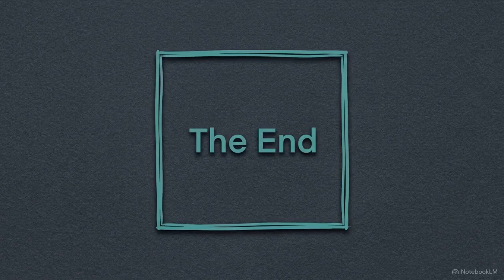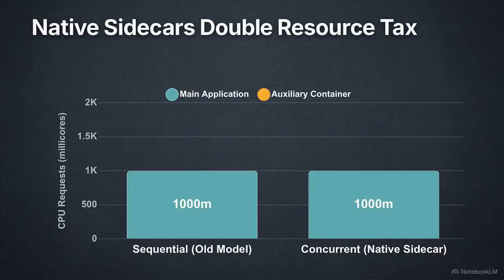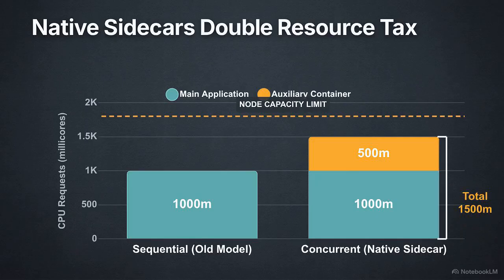These new rules solve the lifecycle dilemma, but deploying native sidecars in production introduces one critical operational detail. Look at how resources are calculated now. Standard init containers run sequentially, so the scheduler only accounts for the largest one. But because native sidecars run concurrently with the main application, their CPU and memory requests are added together. You must provision node capacity for both.